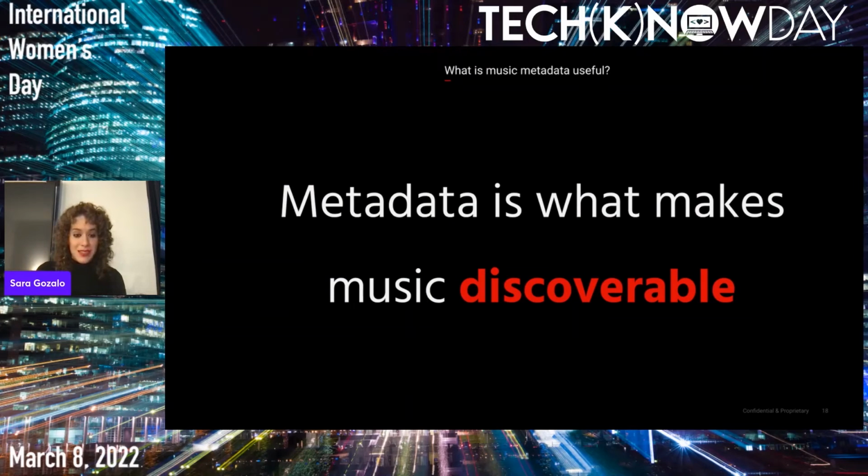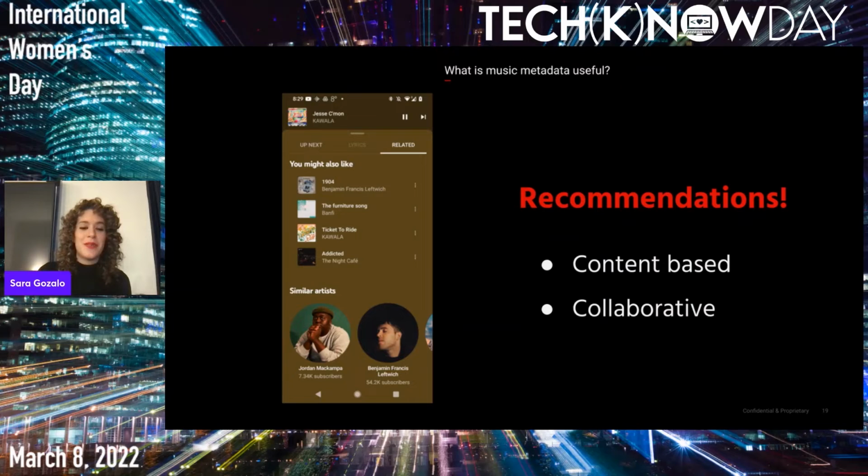So it's not only that. Metadata is also what makes music discoverable. So it's what makes you find the music that you want. It's what allows us to recommend the music that you like. So on the recommendation side, you can see here on the screen that when I listen to a track and I click on related, I have some kind of music that I could like. And not only that, but also similar artists. And this is thanks, in part, to the metadata of the track, but not only that, it's also thanks to the content-based metadata.